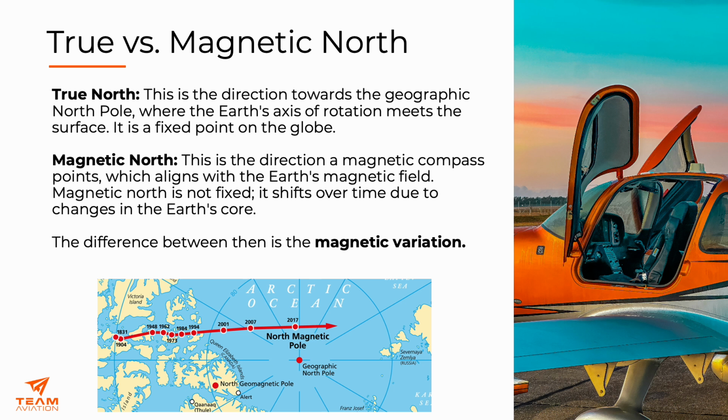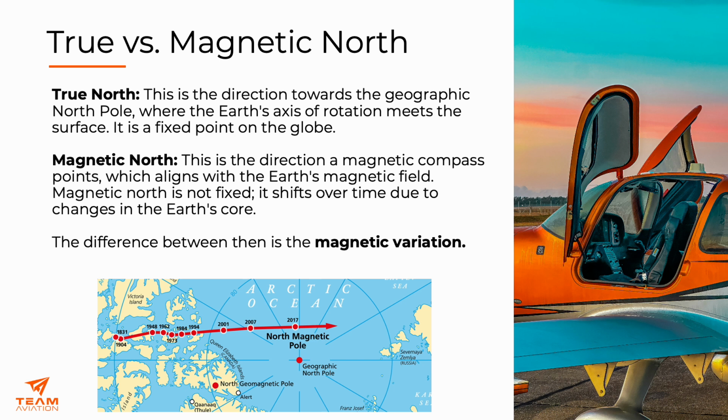So the key difference between true north and magnetic north is called magnetic variation. This is the angle between the two, and it changes depending on where you are in the world. For example, in some parts of Australia, magnetic north is a few degrees east of true north, while in other places it's a few degrees west. Right? As pilots, we always have to correct for this when navigating. There are several places that you can find this information, which you will learn during your training.